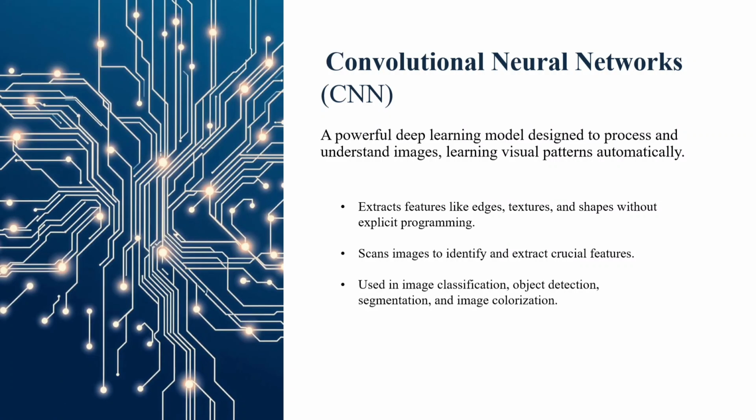Hello everyone. Today we are going to learn about CNN. First, let's see what CNN is. A convolutional neural network is a deep learning model specially designed to process and understand images. It is widely used in image classification, object detection, segmentation and image colorization.